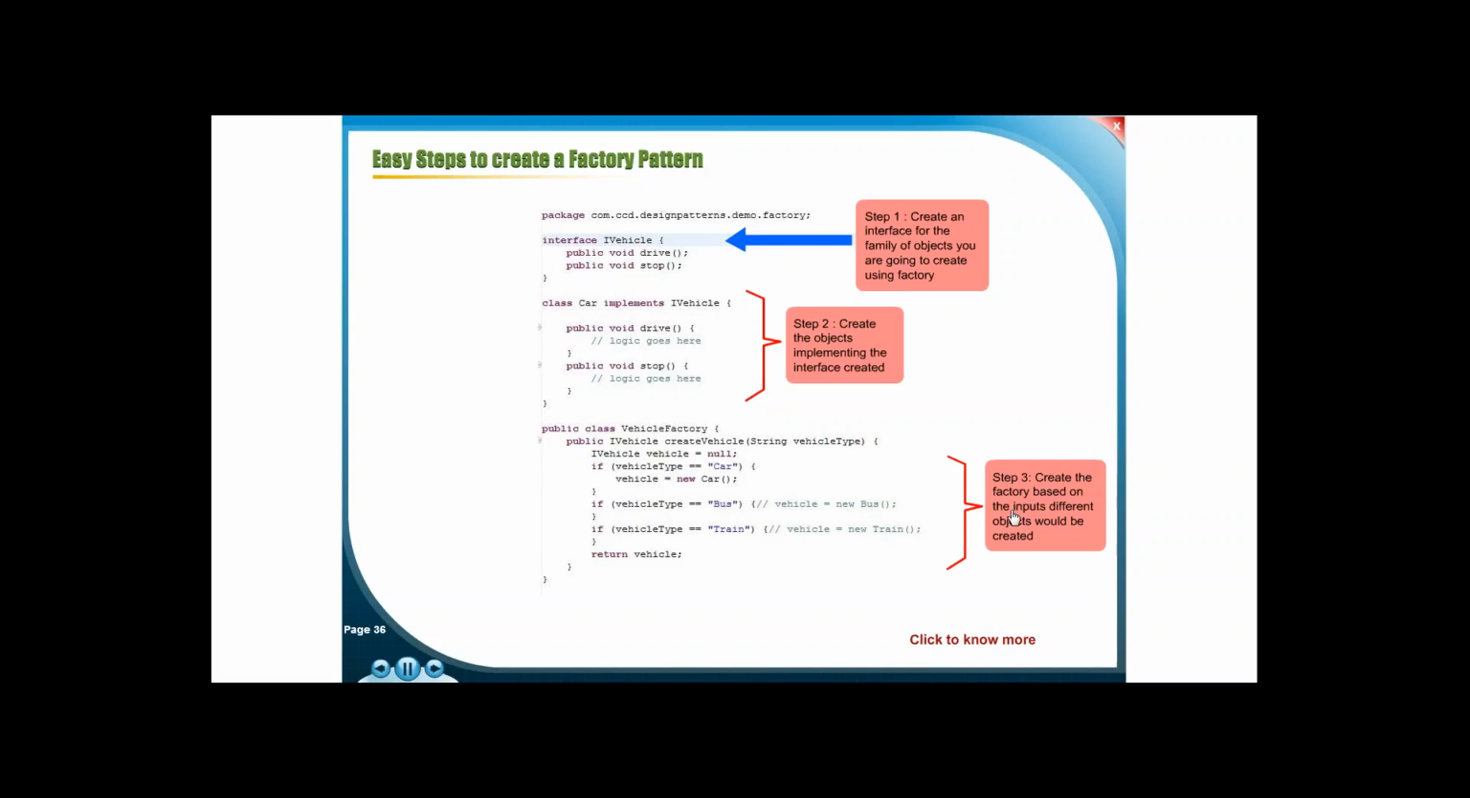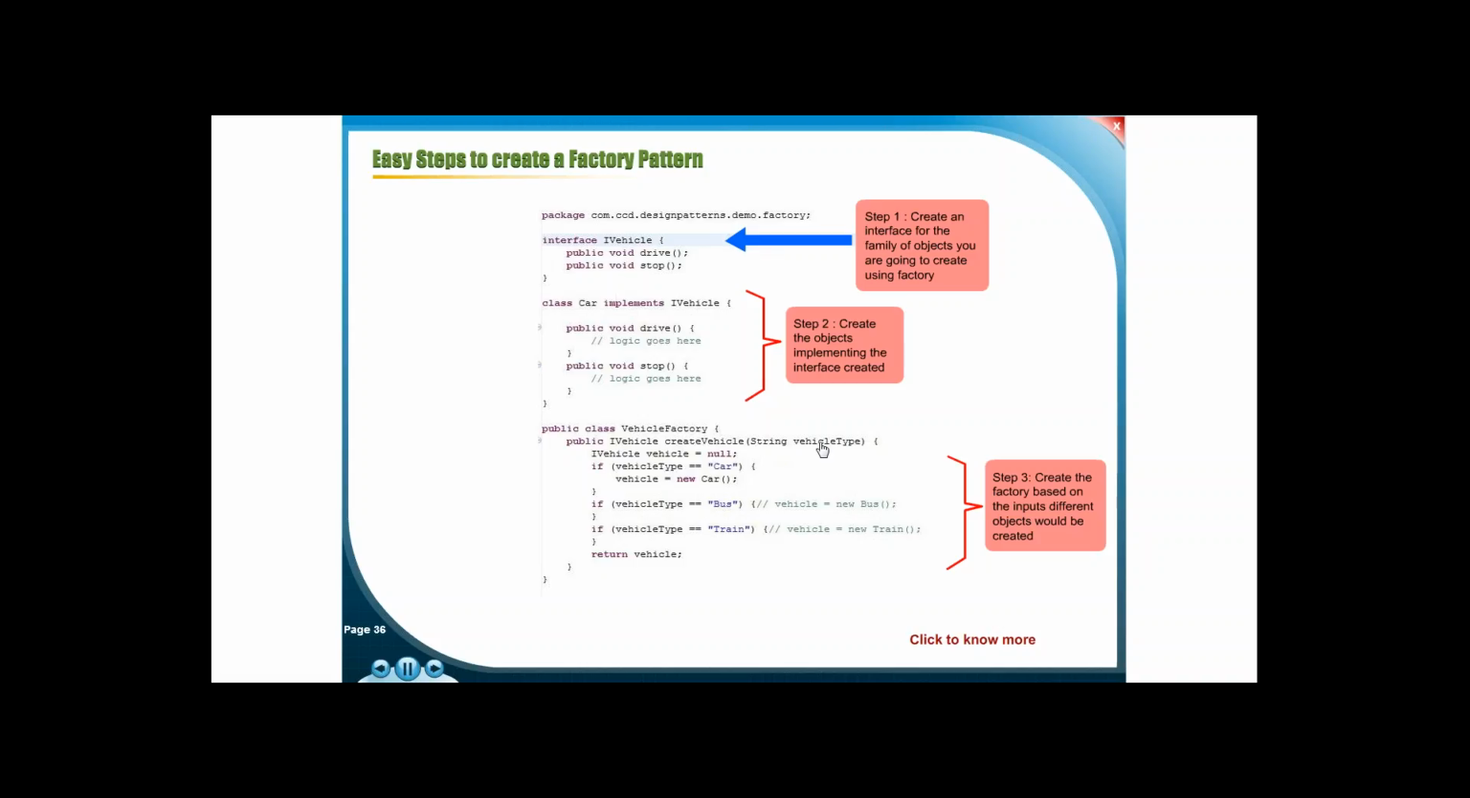So create the factory based upon the inputs that are provided. Here, in the vehicle factory, there is a method createVehicle. It returns an interface IVehicle reference. To this createVehicle, you are passing a string: I need a car or a bus or a train. So dynamically I can give the input. That input is nothing but the vehicle type.